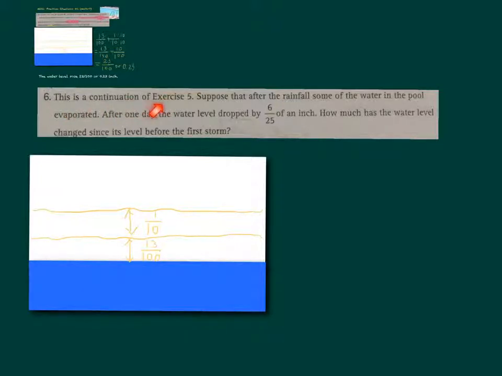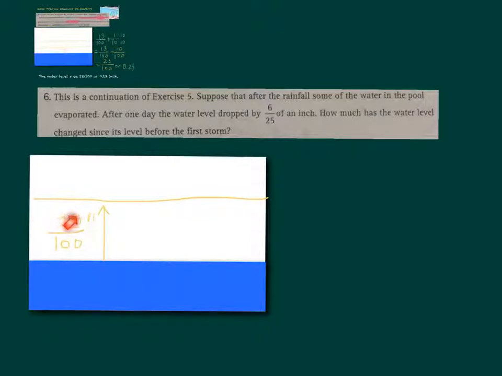This is the continuation of exercise 5. Suppose that after the rainfall, some of the water in the pool evaporated. After one day, the water level dropped by 6/25 of an inch. How much has the water level changed since its level before the first storm?